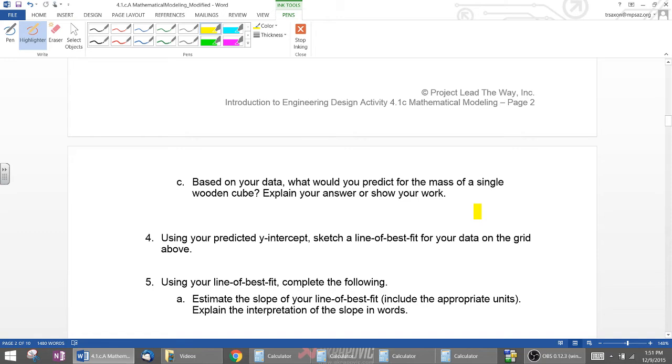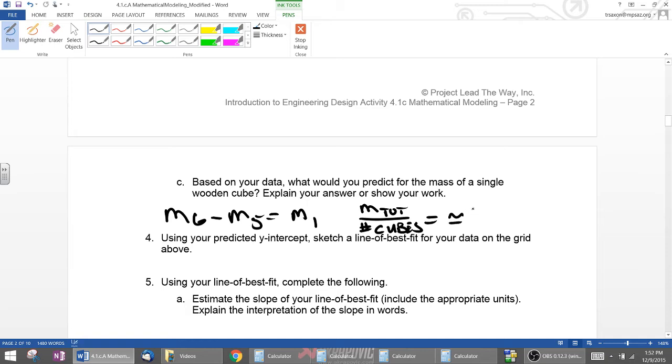Question 3c walks you through and asks, what would you expect the mass of a single wooden cube to be? This is a fairly easy answer to reason through, so let's go through it quickly. There are 2 easy ways. I could take the mass of a piece with 6 cubes and subtract the mass of a piece with 5 cubes. That would give me the mass of a single cube. Alternatively, I could take the total mass and divide it by the number of cubes. That would give approximately the same answer, somewhere around, for me, 4.5 grams, give or take a little bit.